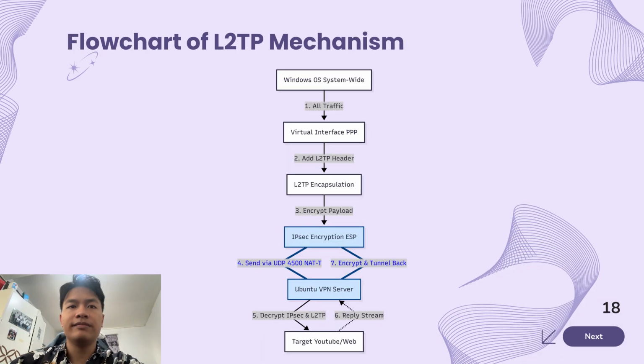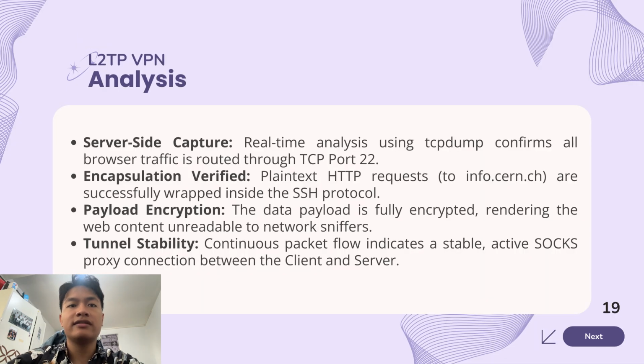Here's the L2TP mechanism. It affects system-wide traffic. The filter interface adds the L2TP header, then encrypts it with ESP IPsec. It travels via UDP 4500, gets decrypted by the server, and is sent into the internet. This validates that L2TP secures the entire operating system connection.